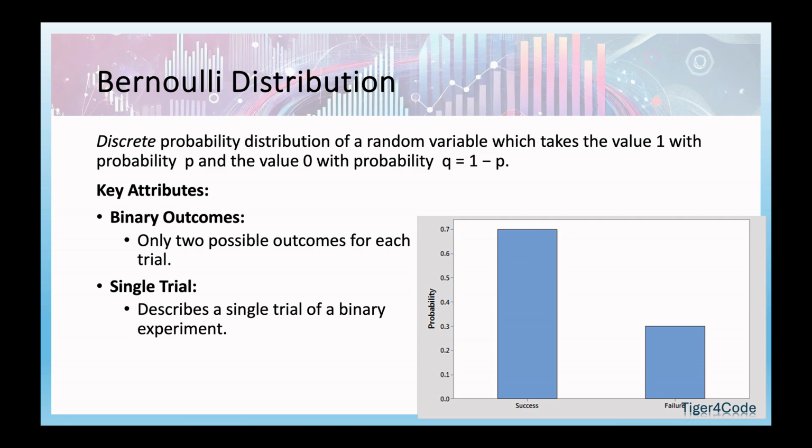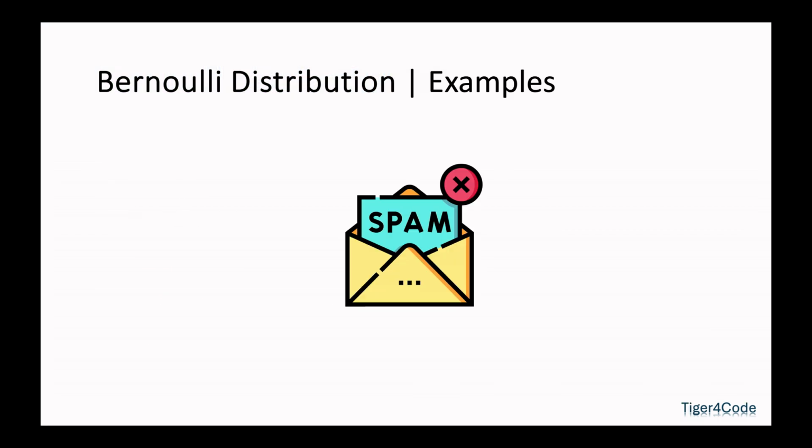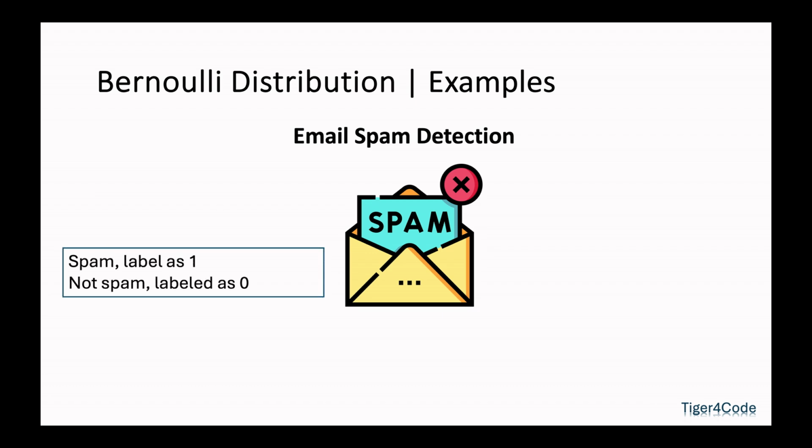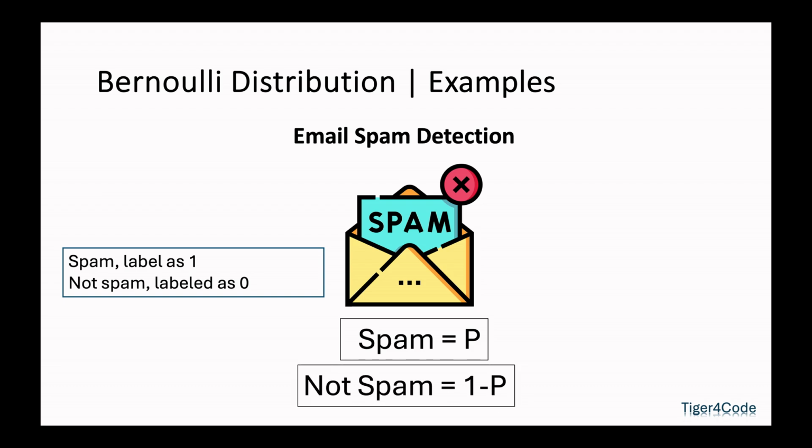In fact, the Bernoulli distribution is a special case of the binomial distribution, where only one trial is conducted, which means that in this case, the number of trials n equals 1 in a binomial distribution. An example of Bernoulli distribution is email spam detection. When you receive an email, it is either marked as spam, which we can label as 1, or not spam, labeled as 0. The probability of an email being spam depends on the algorithm used by the spam filter, and the probability of it not being spam is simply 1 minus that value.